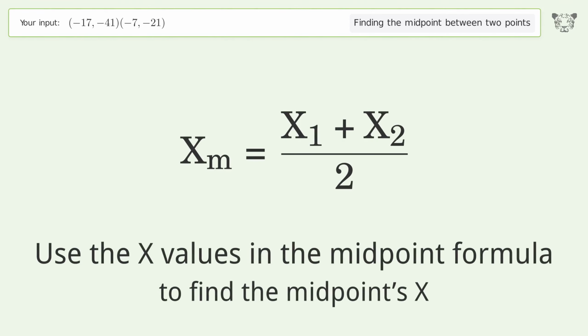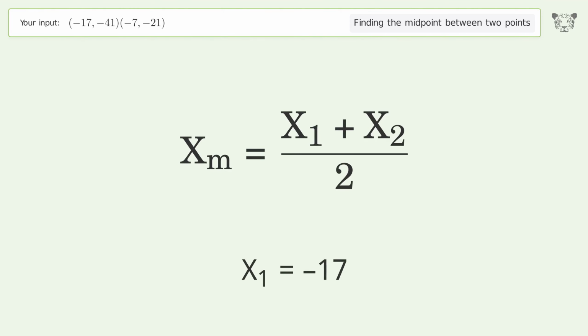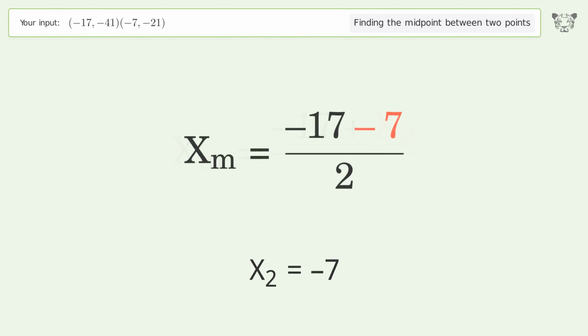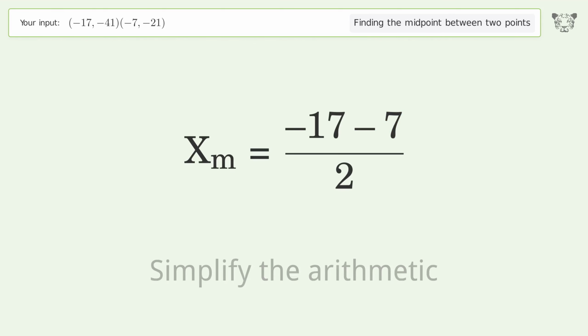Use the x values in the midpoint formula to find the midpoint's x. x1 equals -17. x2 equals -7. Simplify the arithmetic.